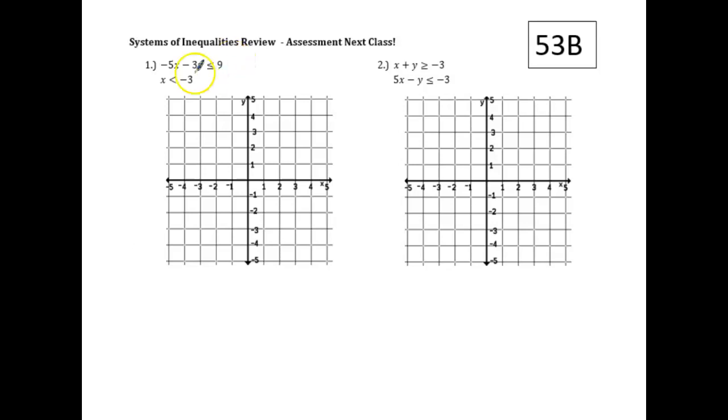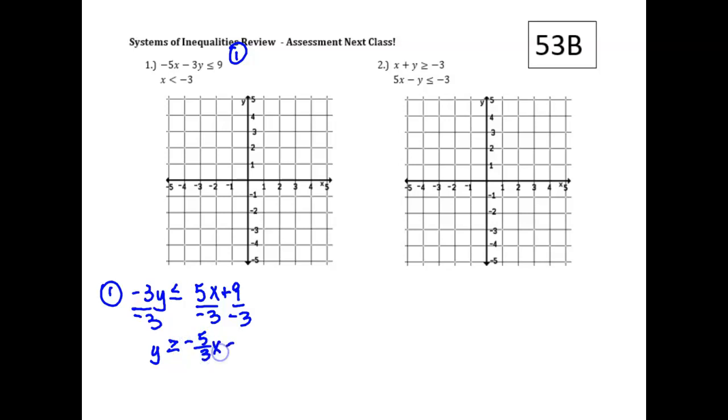So if I look at the first line right here, I'm going to put it into slope-intercept form. I'll do that down here so you can see it. Negative 3y is less than or equal to, and all I'm doing is adding 5x to both sides, so 5x plus 9. Okay, and then I'm going to divide both sides by negative 3. All right, but don't forget, because I'm dividing both sides by negative 3, I need to flip the inequality symbol. So your y is actually going to be greater than or equal to negative 5/3 x minus 3.